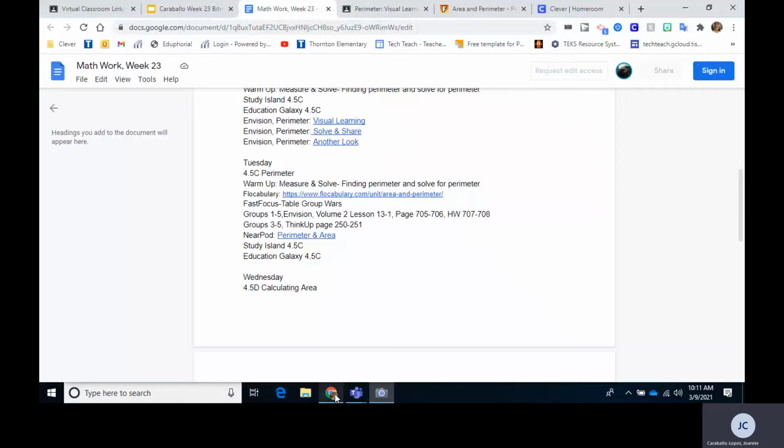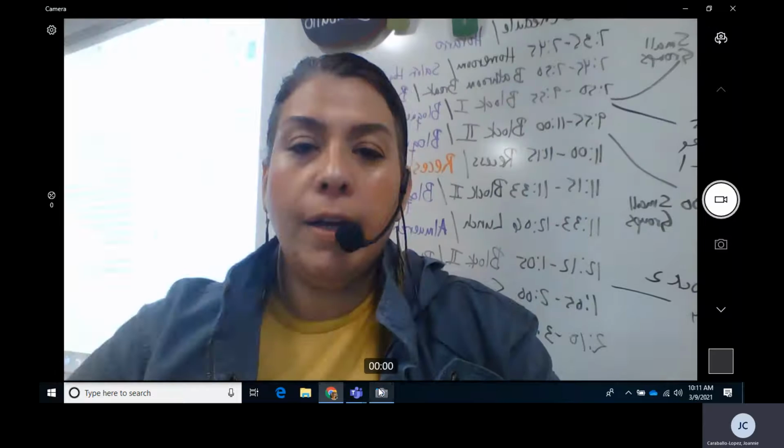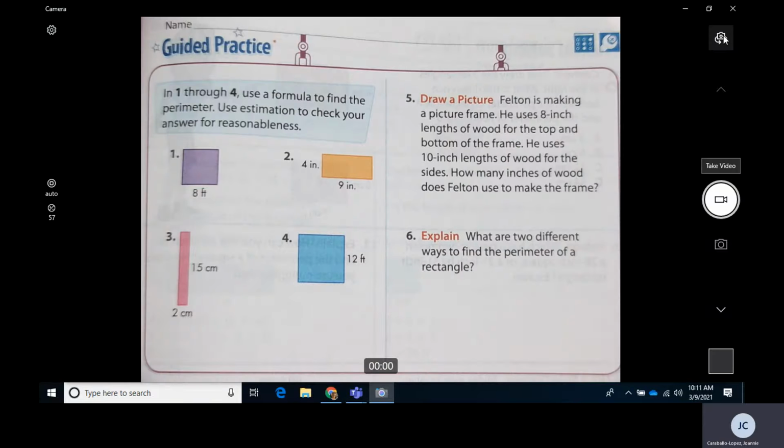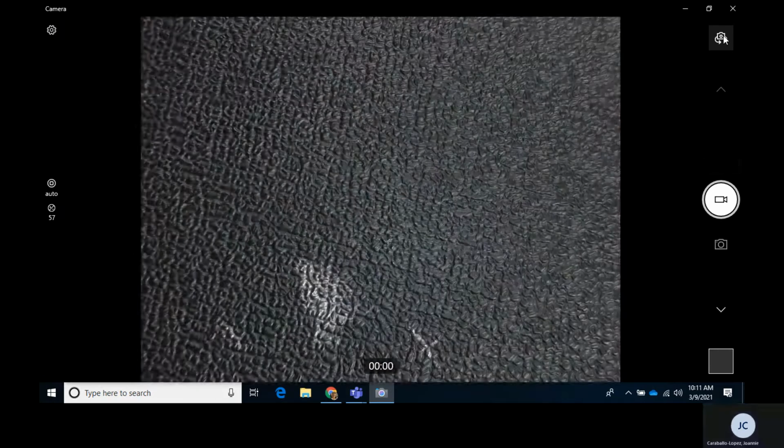So let me share the agenda really quickly so that you know what we are doing, okay? We have right here our warm-up. We're going to do a little warm-up right now. So let me go ahead and change the view of the camera. Okay. That's not what we're doing, but here we go.